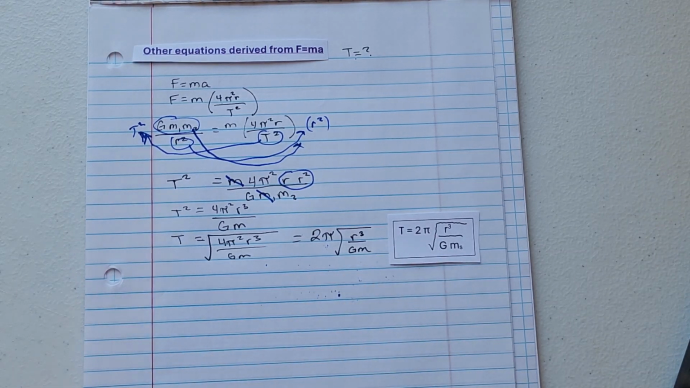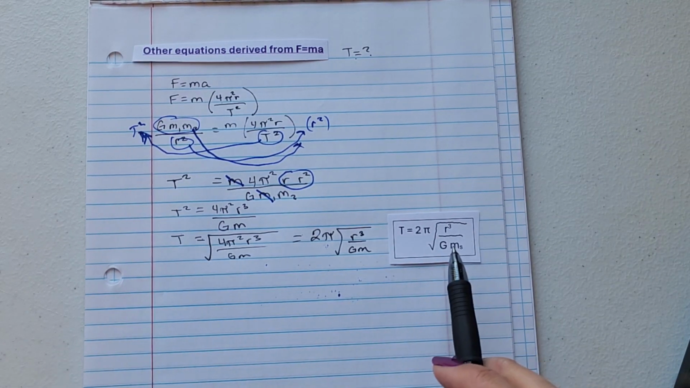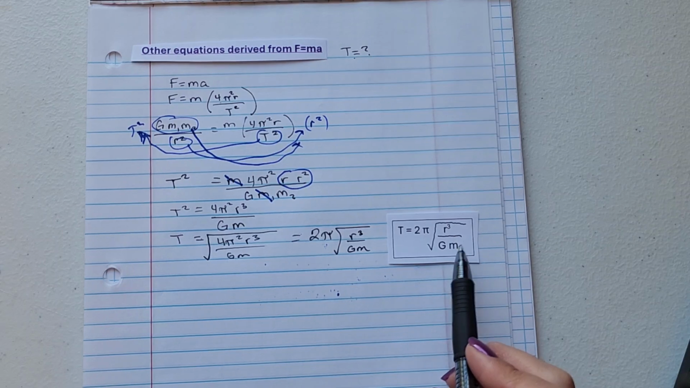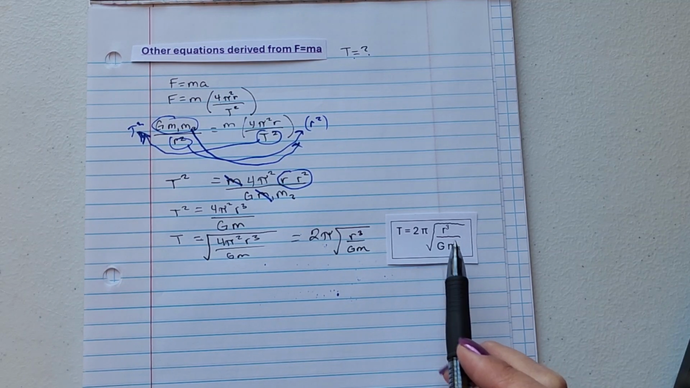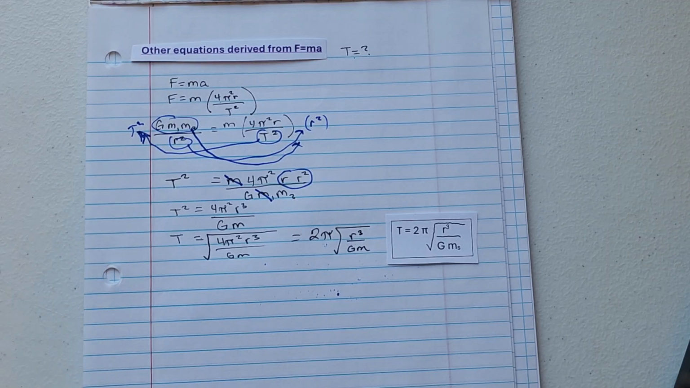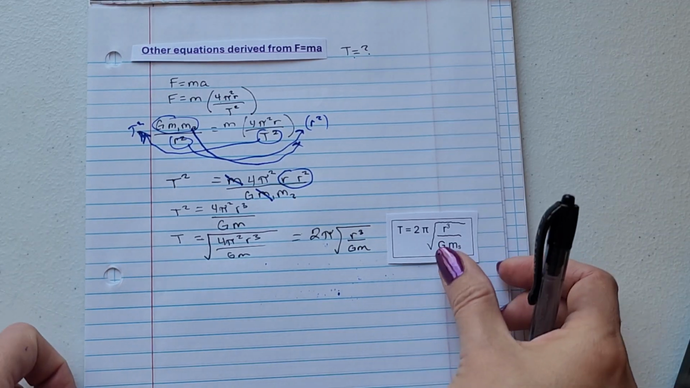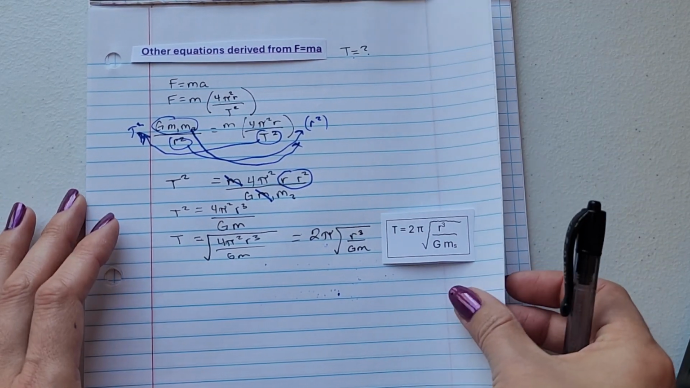So now we have an equation to find the time period of a satellite orbiting a larger body, such as the mass of the sun here. S represents sun, but it could be any larger mass that any smaller satellite is orbiting. Let's do one more.